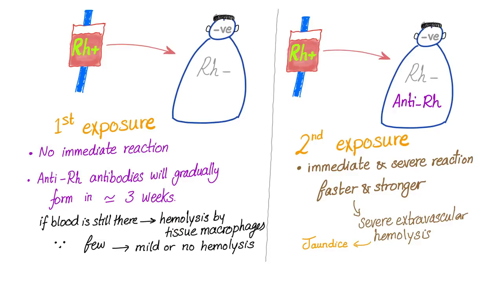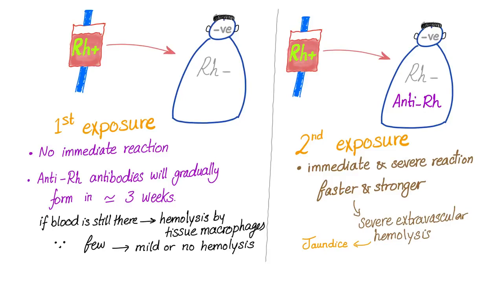On second exposure to Rh positive blood, now you have anti-Rh antibodies in your blood from the first exposure. The reaction will be immediate and severe, faster and stronger. You'll have a bigger hemolysis. Hemolysis occurs by tissue macrophages such as splenic macrophages, so it's an extravascular hemolysis. You can have jaundice, increased unconjugated bilirubin, high LDH, low haptoglobin, all of the signs of hemolysis and jaundice.